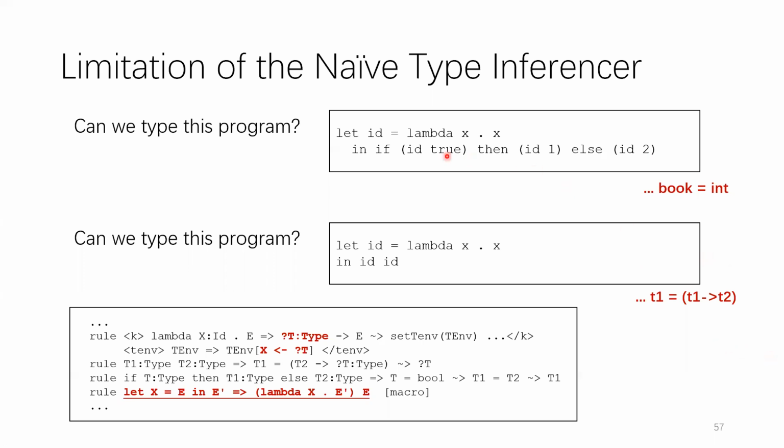But these programs make sense, so we still want to type them. What we want to do here is to introduce polymorphic types. So an expression such as ID can have different type instances, even in the same expression. Different occurrences of ID can have different instances because that's an identity function. It can be applied to arguments of different types. That leads us to the polymorphic type inferencer, which we'll define later.